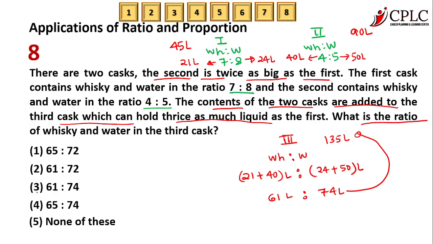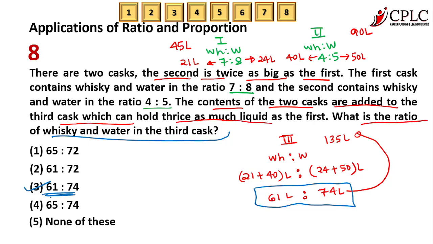And now they are asking, what is the ratio of whiskey and water in the third cask? So in the third cask, we have figured out the liters value, and because it is a ratio, obviously it has to be reduced to the lowest form. Unfortunately, we can't reduce these numbers because 61 is a prime number. So clearly, that is the only ratio, which is answer option 3 for that matter. So the ratio of whiskey and water in the third cask is 61 is to 74, which is answer option 3 for the eighth one, basically.